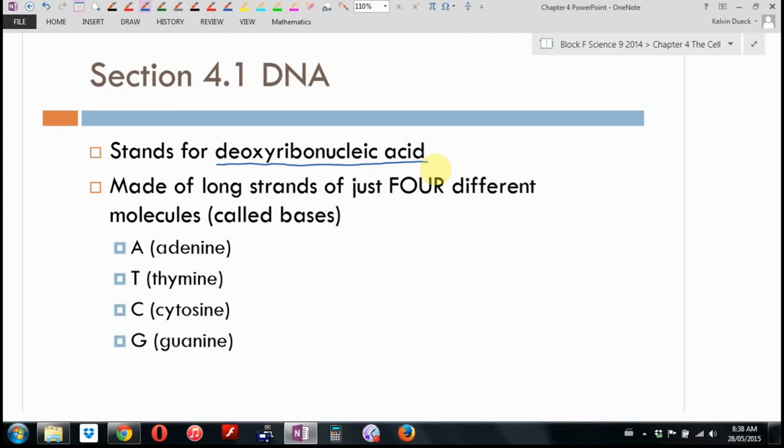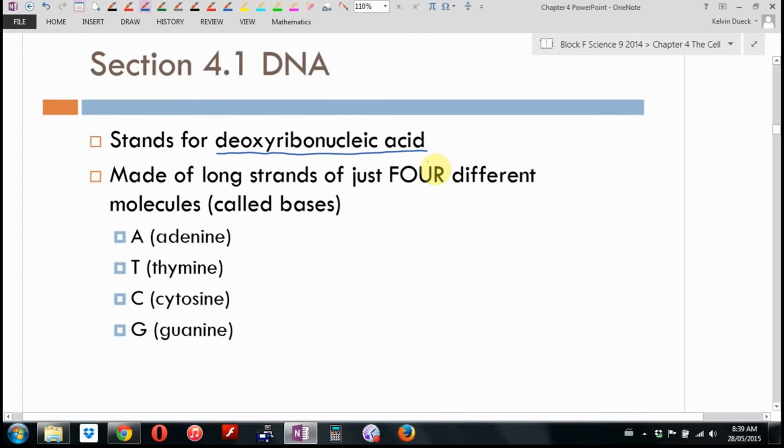Those 4 molecules determine your hair color, your eye color, your height, whether you have curly hair or straight hair, whether your earlobes connect or dangle, whether you have a flat nose or a solid nose, all the stuff that makes you, whether you have long toes or short stubby toes. All that stuff is determined by these 4 molecules.